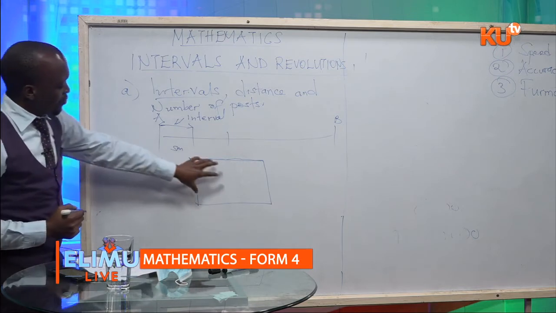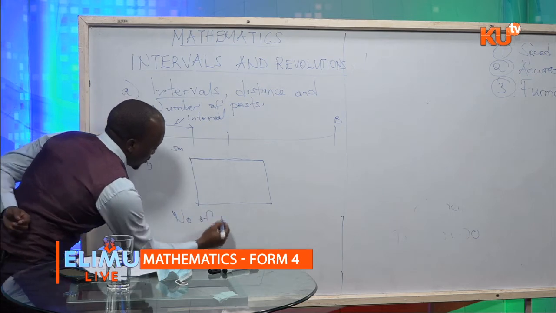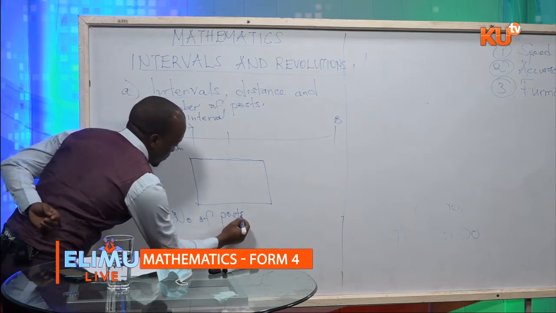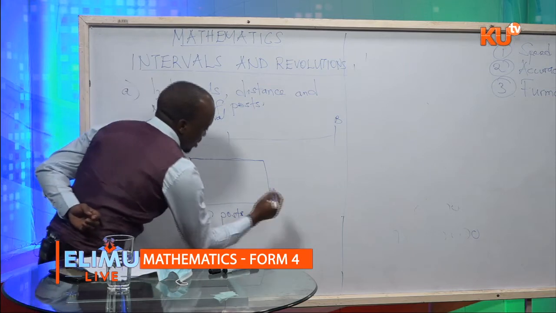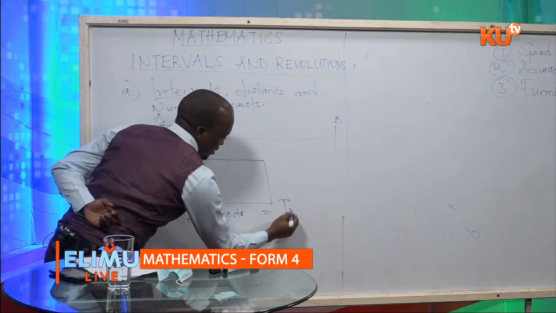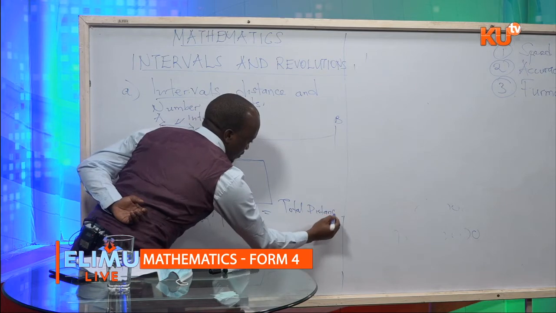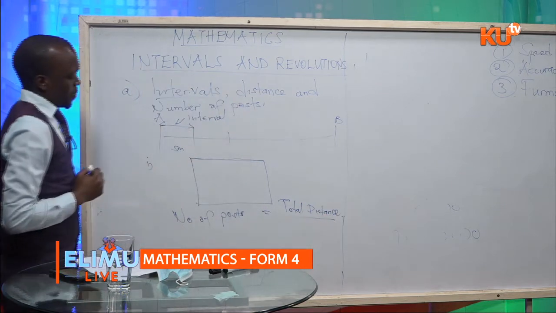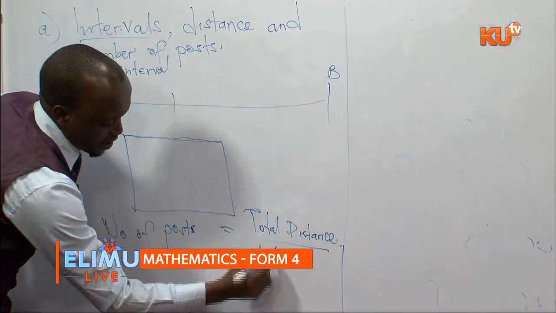To get the number of posts used here, we shall write: number of posts. The number of posts or flowers used to fence this one will be, we take the total distance and we divide with the intervals.